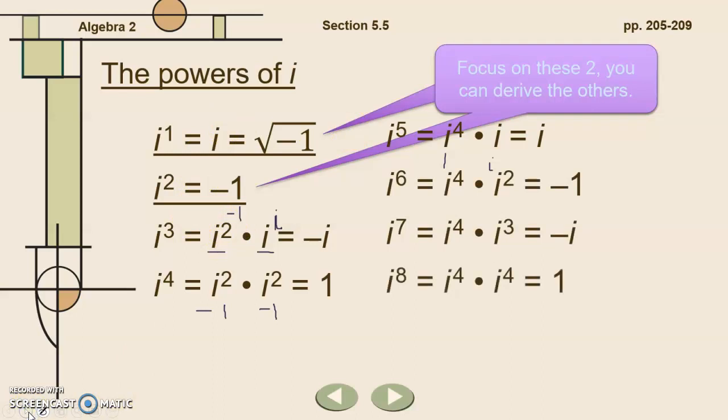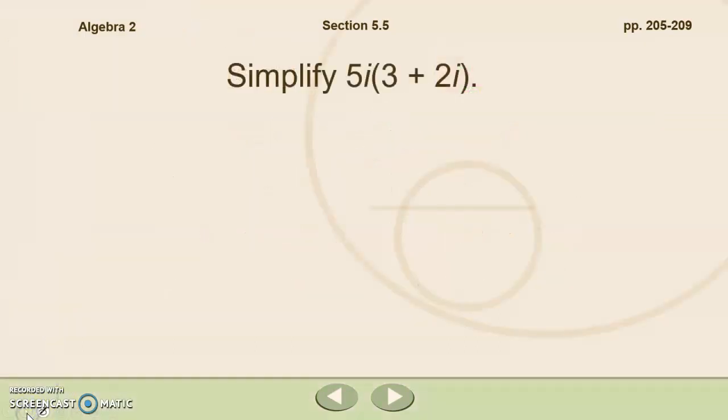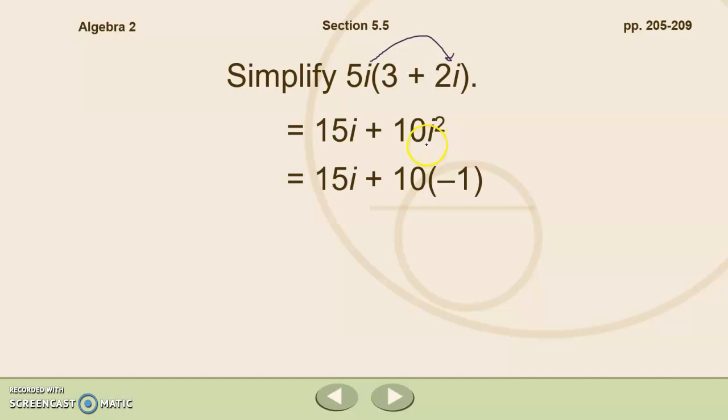And because math has so many patterns, we can use shortcuts to help us figure out more complex problems. So let's simplify 5i times (3 plus 2i). Using the distributive property, we would get 15i plus 5 times 2. 5i times 2i would be 10i squared. We know that i squared is the same thing as negative 1, so let's substitute that in. And after simplifying, we get negative 10 plus 15i.